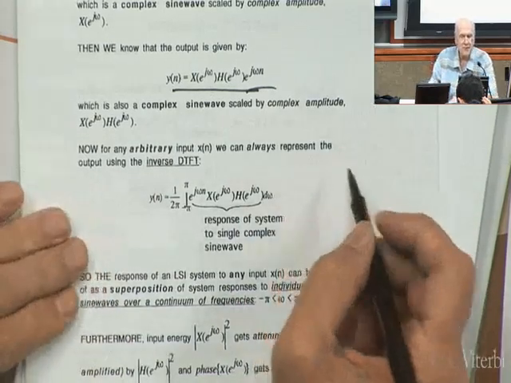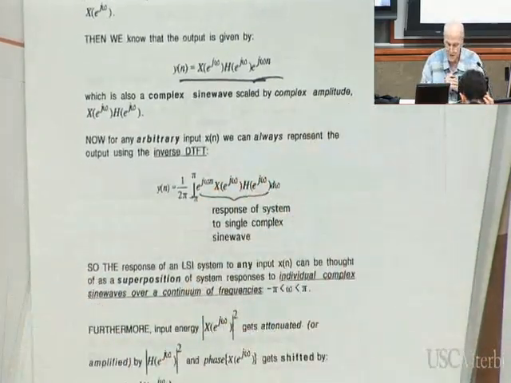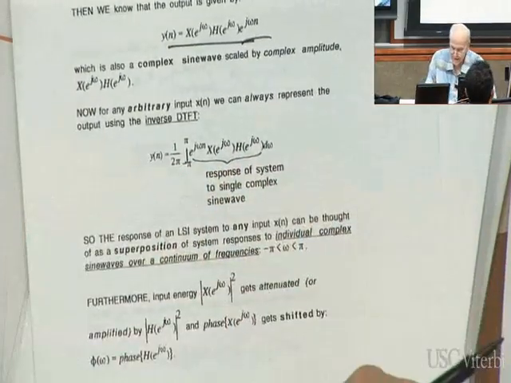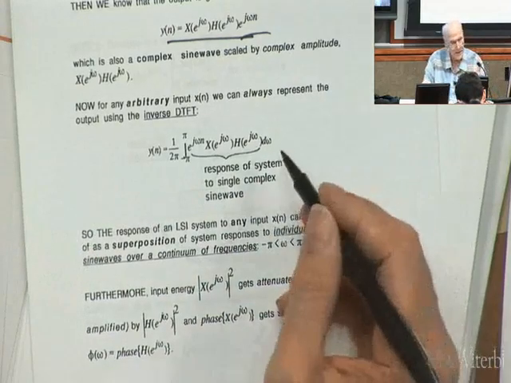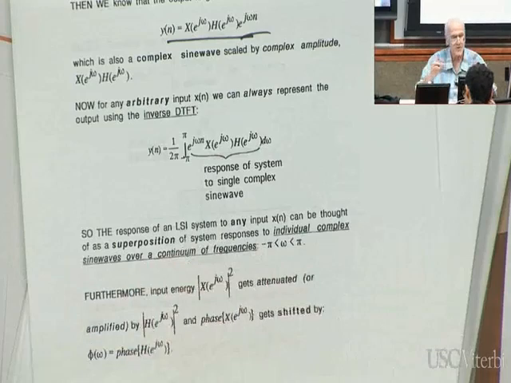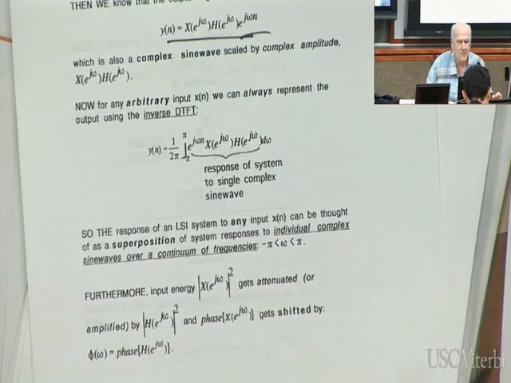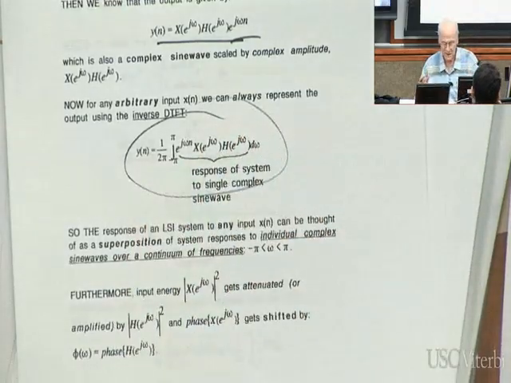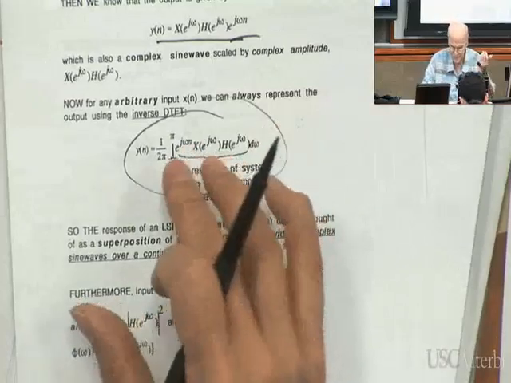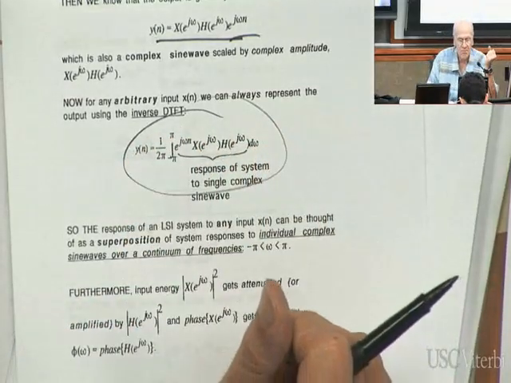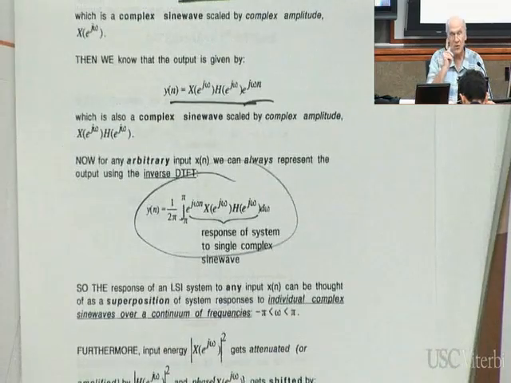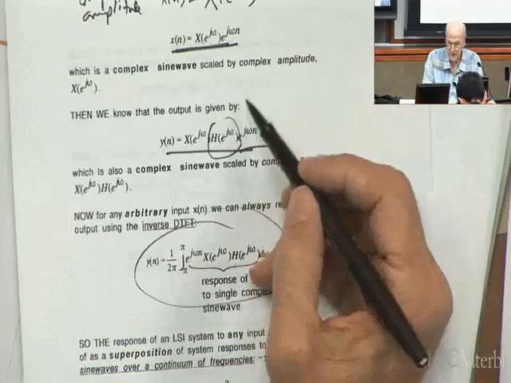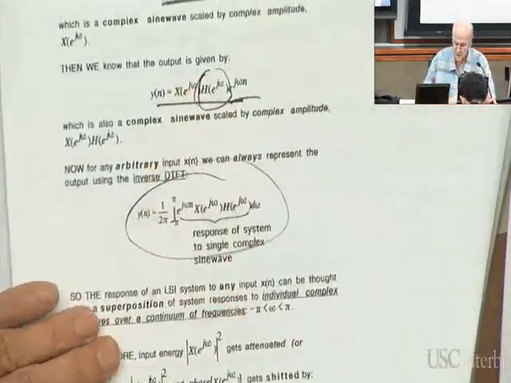Now, for any arbitrary input, we can always represent the output using the inverse DTFT. So it looks like this. Based on this inverse DTFT formula, the response of a linear shift invariant system to any input, it doesn't have to be a sine wave, it could be any input, can be thought of as a superposition of the system response to all the individual complex sine waves between minus pi and pi. So this is saying that the response of the system to any arbitrary input can be thought of as a response to a superposition of complex sine waves appropriately weighted, and the weighting is, obviously, the frequency response of the system as well as the DTFT of the input.